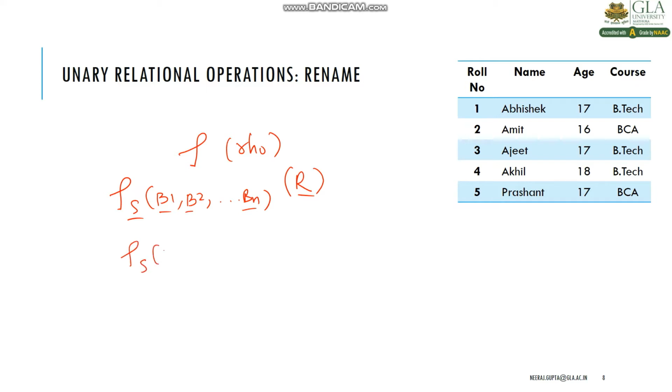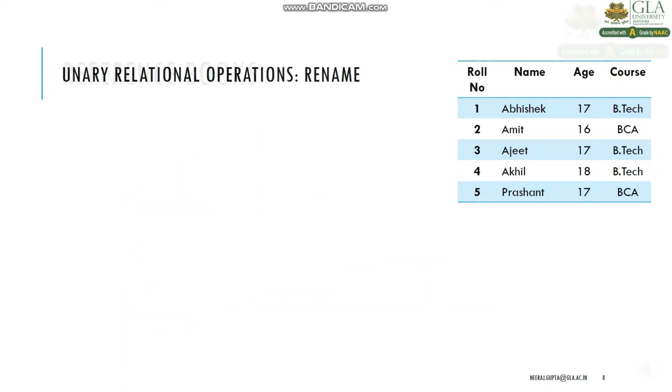When we write rho S R, that means S is the new name of R, and when we write rho B1 B2 Bn of R, then these are all the new attributes of R. For example, suppose we want to change the name of this one, so like rho S student, that means the student name is changed to S.